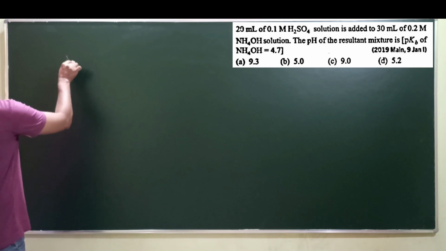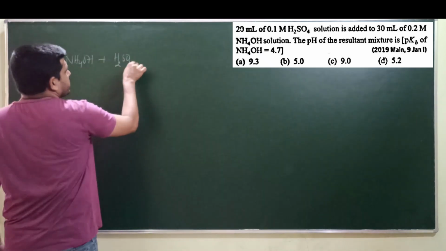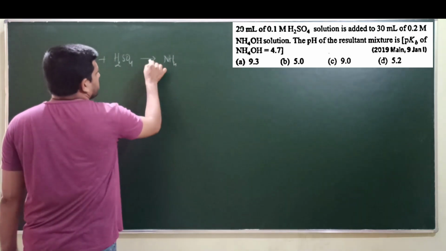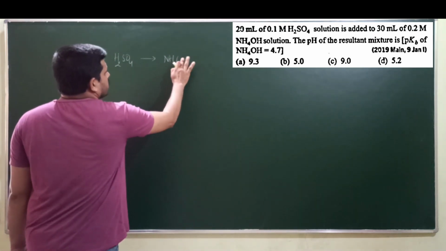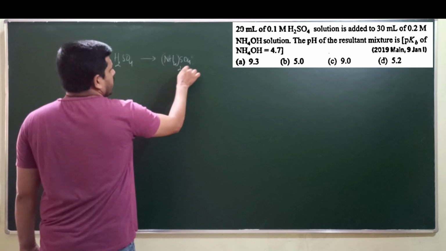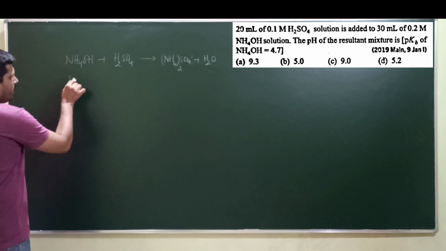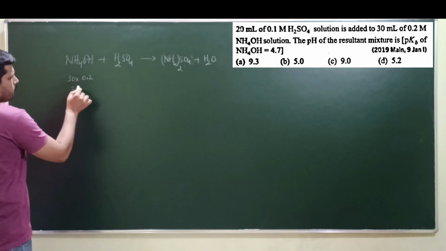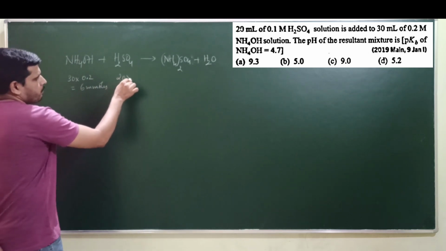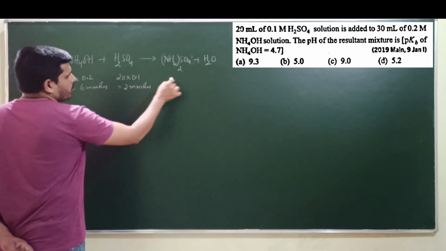So we'll write the equation: ammonium hydroxide NH4OH reacts with H2SO4 to form a salt, that is ammonium sulfate, (NH4)2SO4, plus H2O. This is the salt which is formed. Now it's given 30 ml of 0.2 molar, so millimoles will be 6 millimoles, whereas sulfuric acid 20 ml of 0.1 molar is equal to 2 millimoles. No product at the beginning.